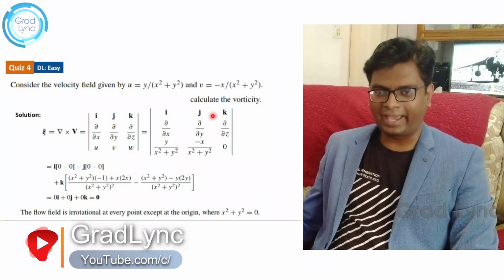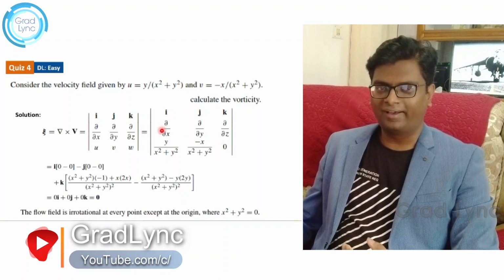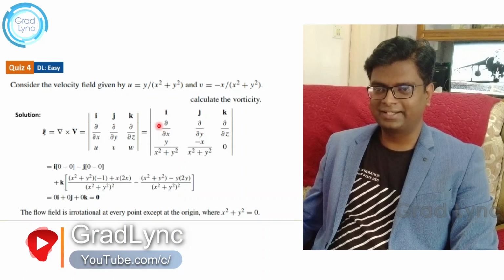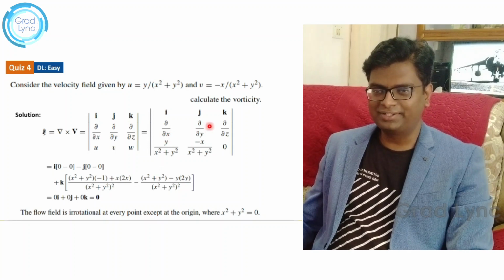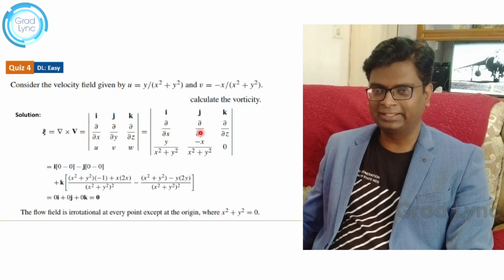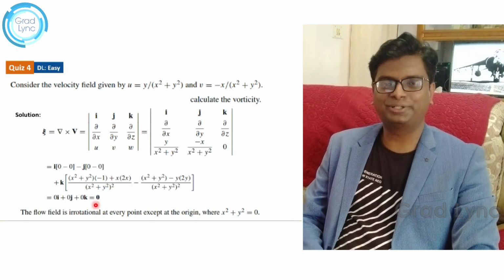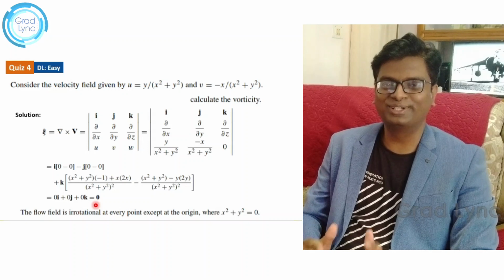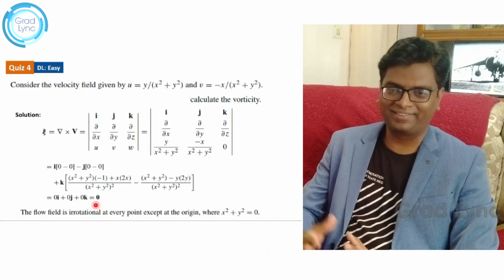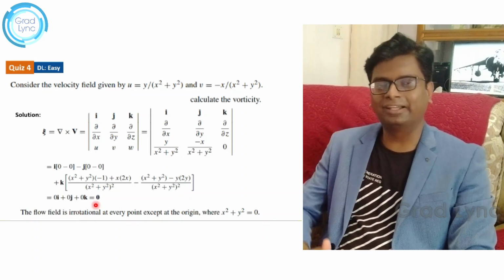Then moving on to plus k, I neglect the first row and the third column. Now I get some meaningful terms, that is the differentiation of minus x divided by x square plus y square with respect to x, minus the differentiation of y by x square plus y square with respect to y, that is the second term. If I simplify, I get the value of vorticity as 0. Kindly recall, whenever the value of vorticity is 0, that means the flow is irrotational.